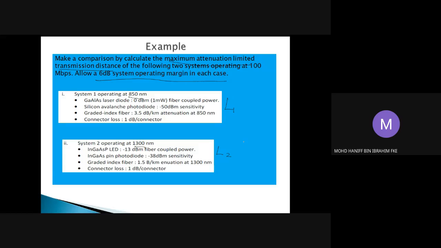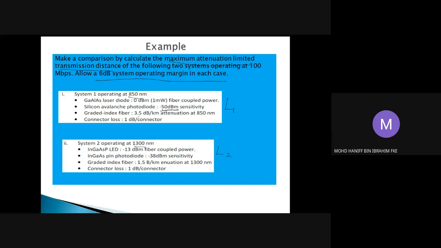Okay, let's have a look at the solution for this example. Please recall that system number 1 is using this information: 0 dBm of couple power. The APD has negative 50 dBm sensitivity. So this should be the smallest value of power that can be received at the receiver.